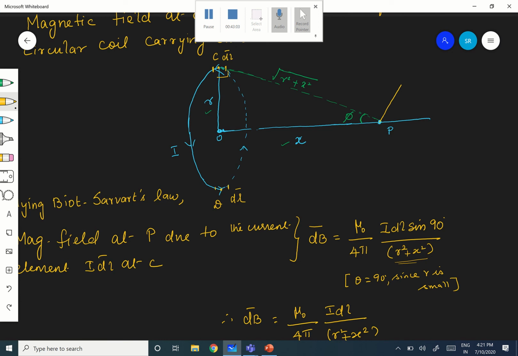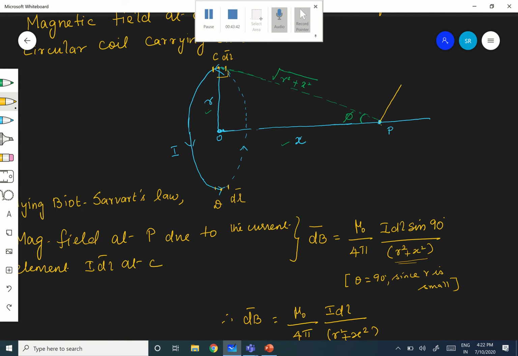See, your coil is perpendicular to the plane, and it is the y-axis, and your CP is perpendicular to your OA. See here, this is R, and see idl and P. What is the distance of separation? It is root of R squared plus X squared. Therefore, what is the angle between idl and CP? Idl and CP, that is only 90 degrees.